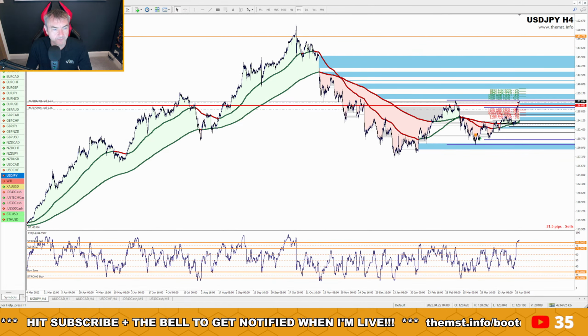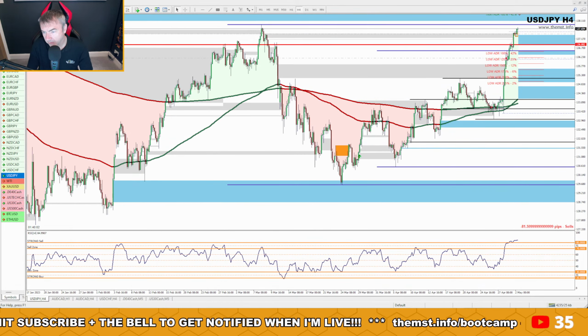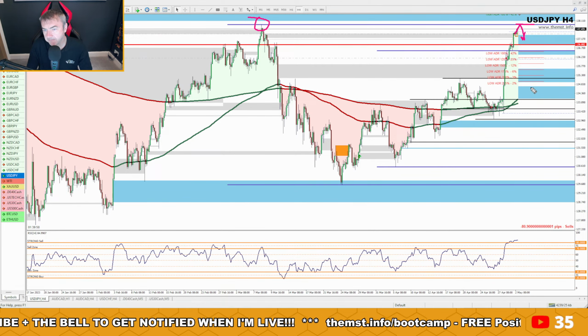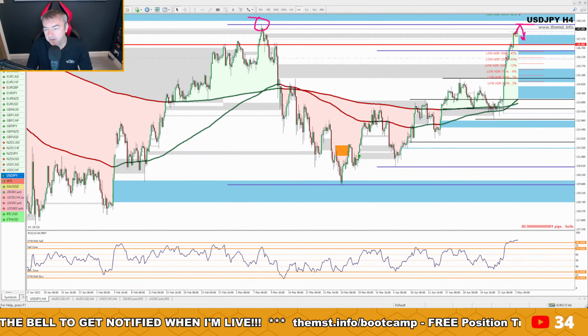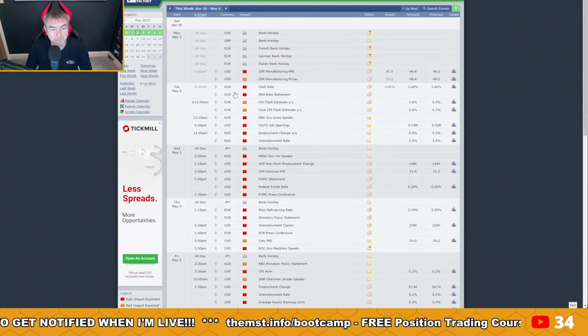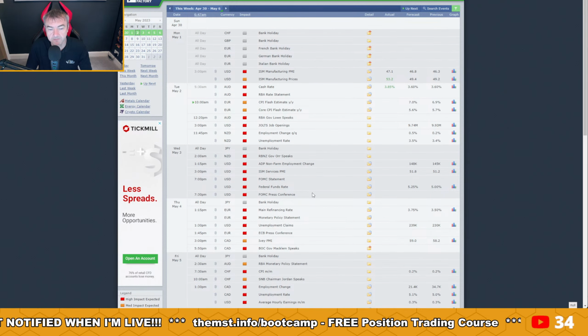We're coming up to last month's high at the moment, which is here. So this purple line, that is potentially where we're going to get a bounce from on the US dollar yen. So don't forget, tomorrow is FOMC. So there's a big move potentially coming tomorrow evening on the Fed fund rate as well.